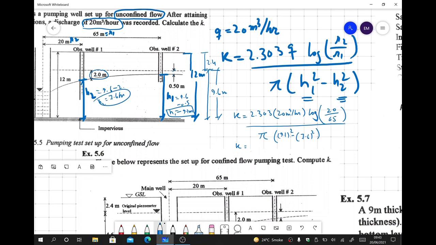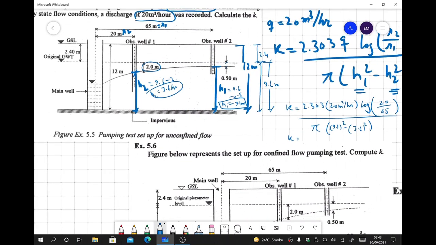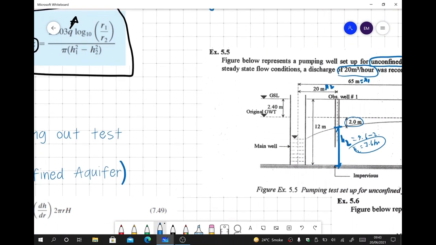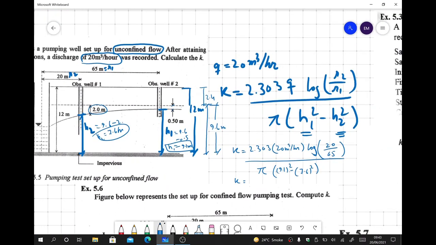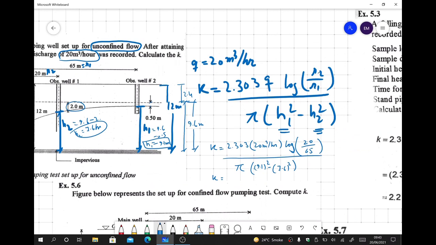There must be something wrong. R2 over R1. Okay, oh yes, this was the mistake I was making. It is R1 over R2. Sorry, please do the correction. This is R1 and this is R2. So that means this is 65 over 20. That's why I was getting a wrong answer. So okay, I'll do that again.